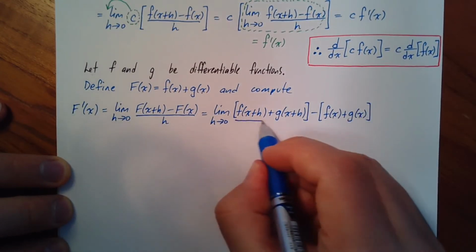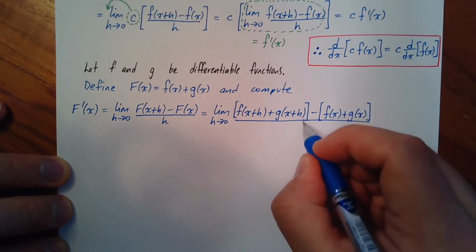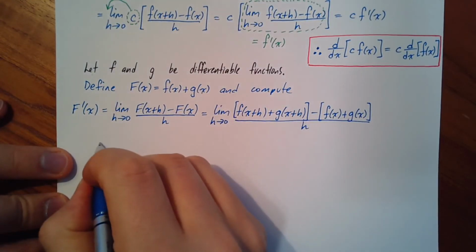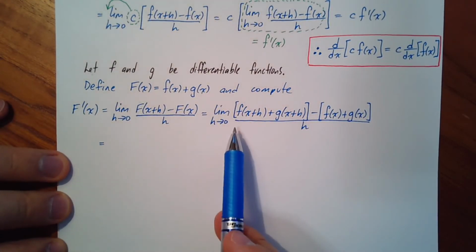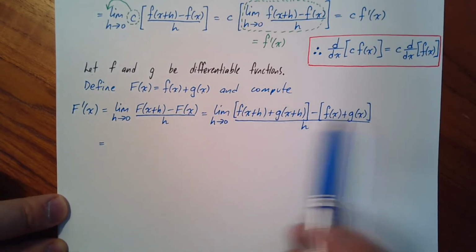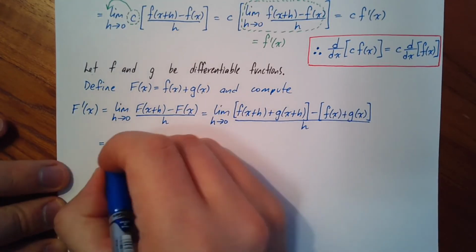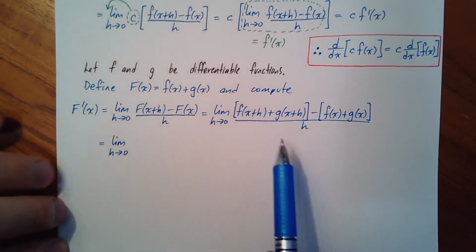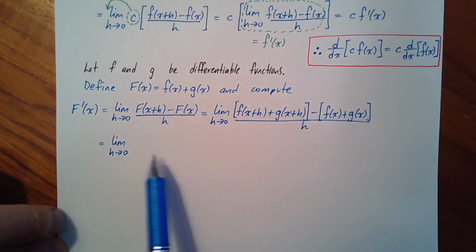And then all of this, of course, is divided by h because we haven't touched the denominator. All right, well, let's do the next step over here. So let's distribute this subtraction into the brackets and maybe reorganize the terms on the numerator a bit. We can write this in the following form. The idea is let's group all the f terms together and group all the g terms together.